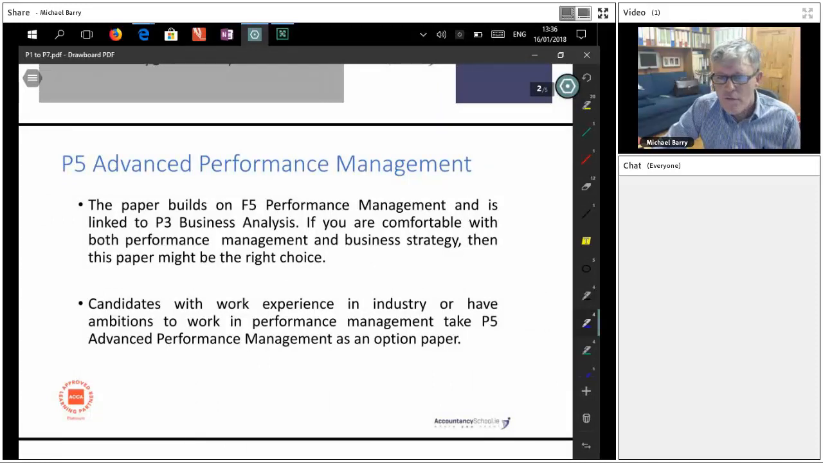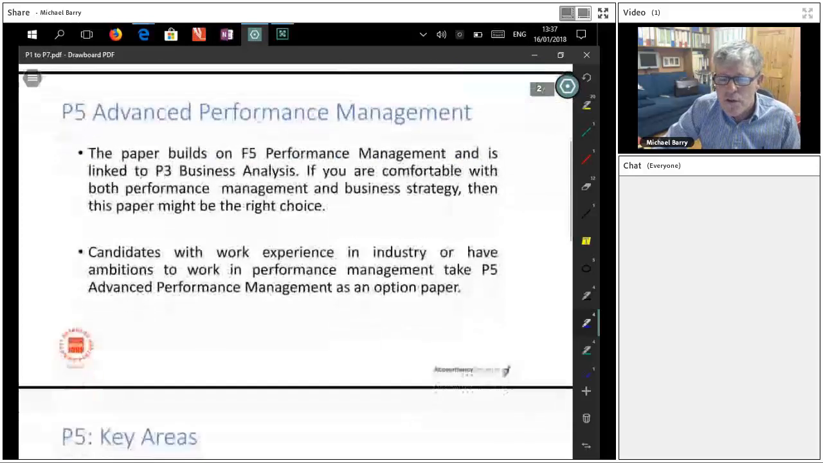However, knowledge of P3 is definitely required, and you'll see links all over the syllabus to P3 business analysis. Now, you don't have to have passed P3 business analysis, but certainly you need to be aware of the content of that paper. So if you're comfortable with performance management and business strategy, I think ACCA P5 is the right choice for you.